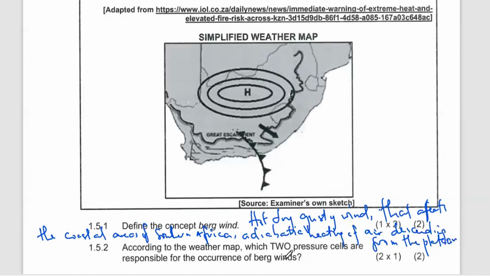We have a pressure gradient between the plateau and the coastal areas. So as a result, we have the air being forced to go down the escarpment and it reaches the coastal areas. And as it goes down, it heats up adiabatically. What we say with adiabatic heating, we are saying the air heats up without the influence of the environment. It heats up because of changes in pressure as it goes down the escarpment.